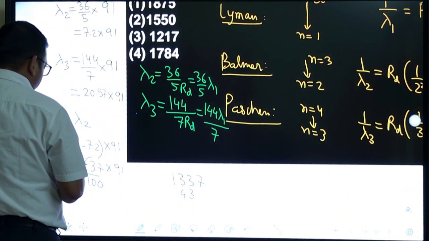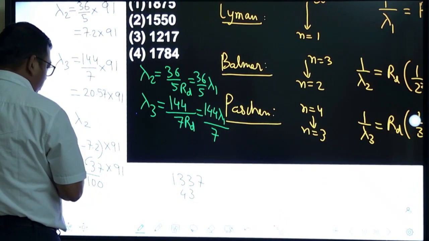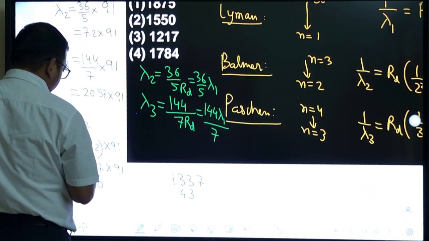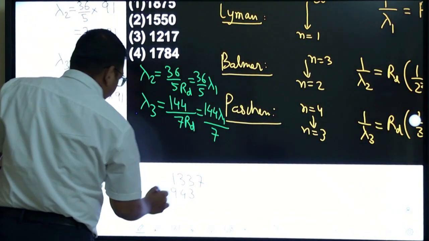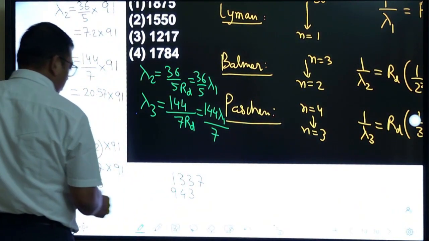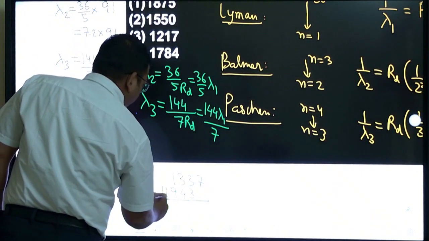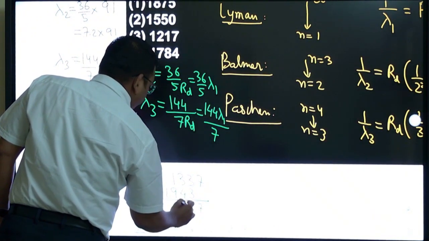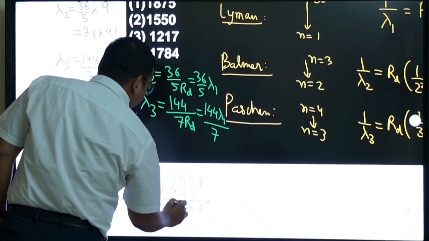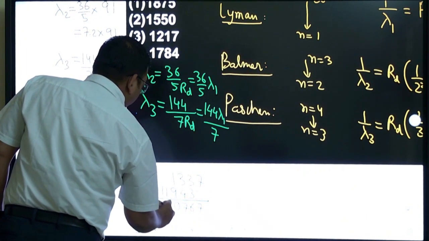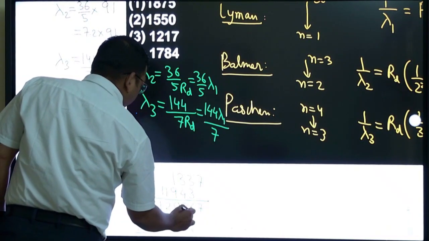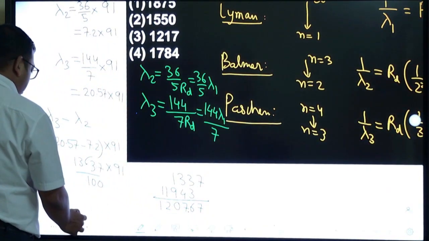9, 9 into 3, 27. 28, 29 will be there. 2 will be there. 9, 10, 11. So check that. 7, 6, 7, 0, 2, 1. And decimal. So 1207 nearly.